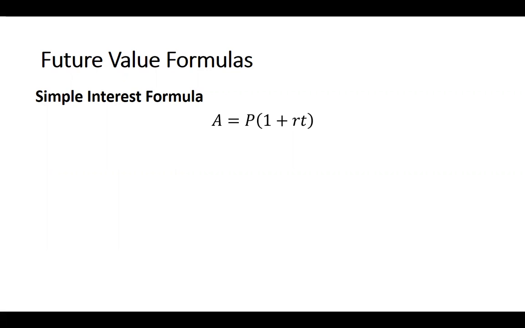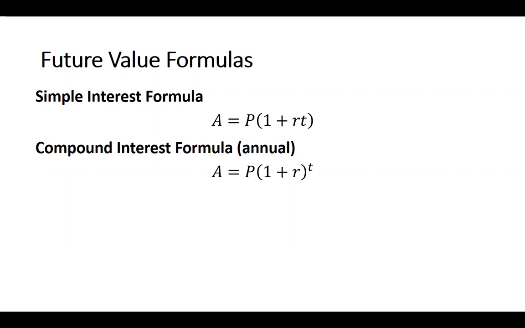And the formula for that is A, which stands for future value, is equal to P, that's the principal or the present value, times 1 plus R, which is the interest rate written as a decimal, times T, the time. In general for us, that's in years. It is possible to use this formula in such a way that you do your time in terms of some other unit, but we use it as years.